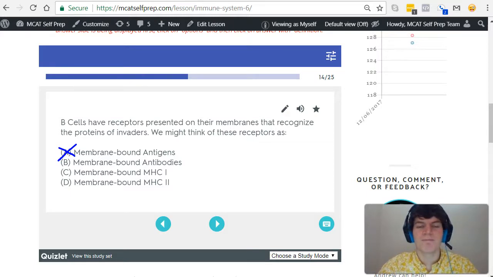Membrane-bound MHC I. MHC complexes are used to grab onto antigens and present them at the surface. I don't think this would be used to recognize invaders. It's used to warn the rest of the immune system about the invaders. So either C or D is not correct as they deal with MHC complexes. And so, by process of elimination, it looks like B is the best answer here.